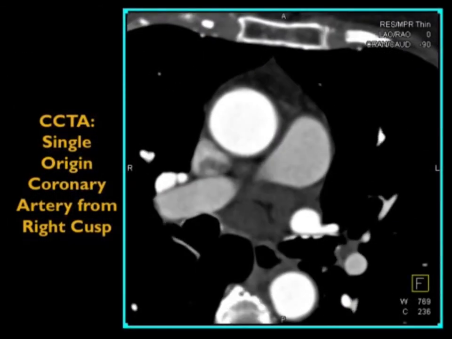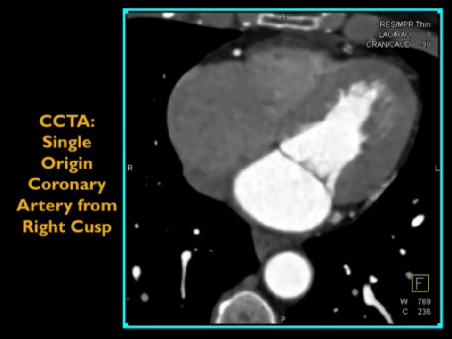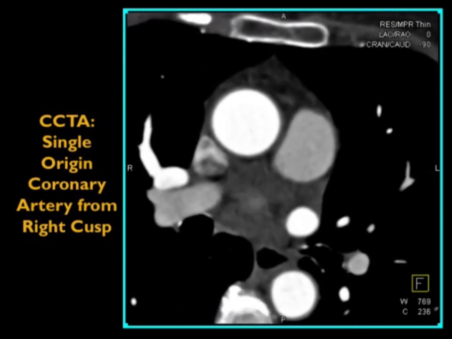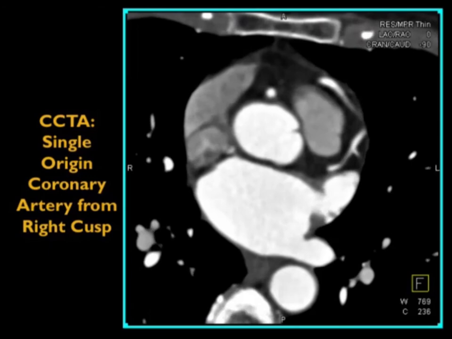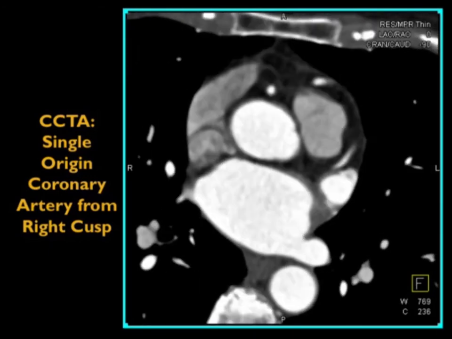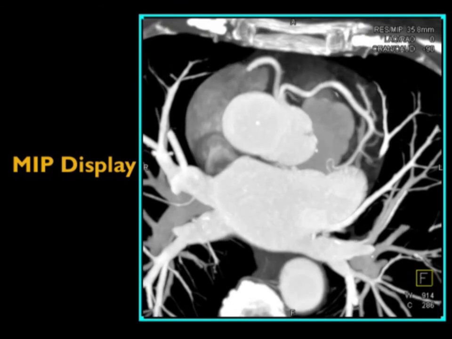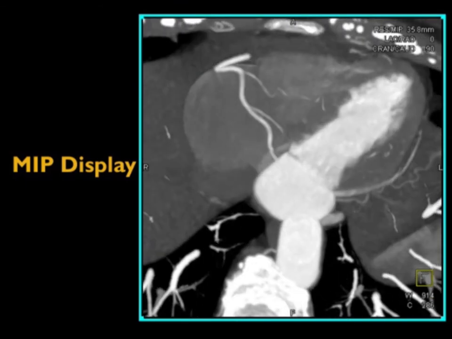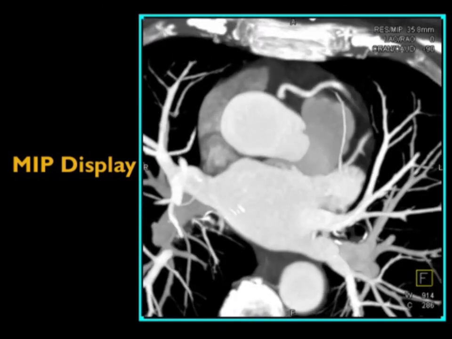We also find, like everything, multiplanar works a lot of the time, but 3D can be helpful. Here's a patient, you see the right coronary looks good. Where's the left? The left seems to be coming from the same place as the right. And when you look at it, what you see now is a single artery with major branches to the right and left main coronary arteries. Very, very nice display of the vasculature.